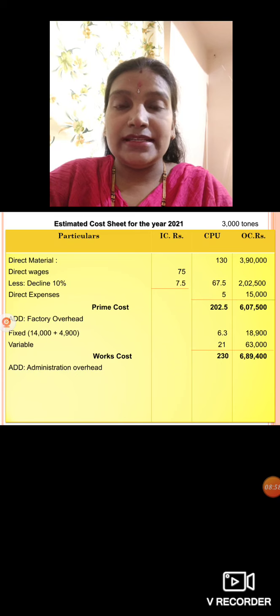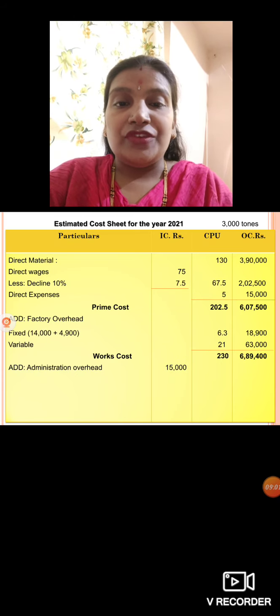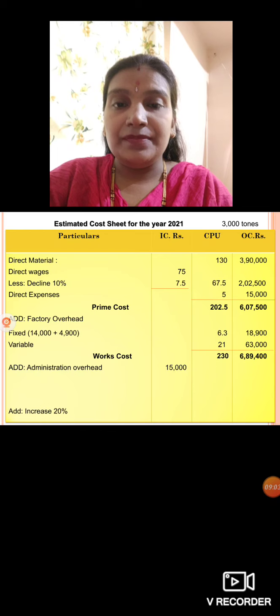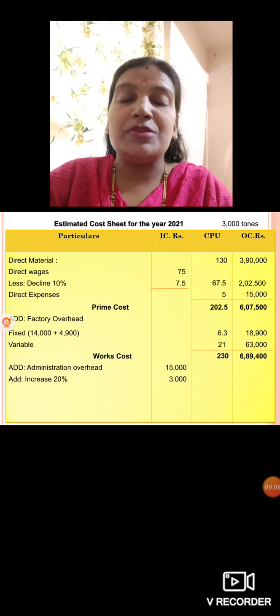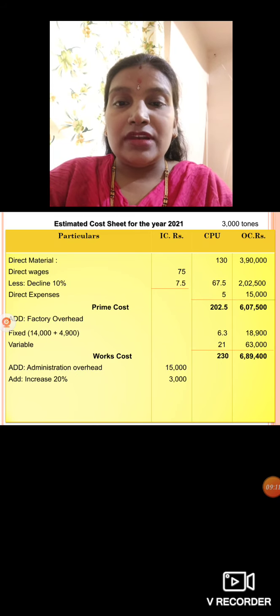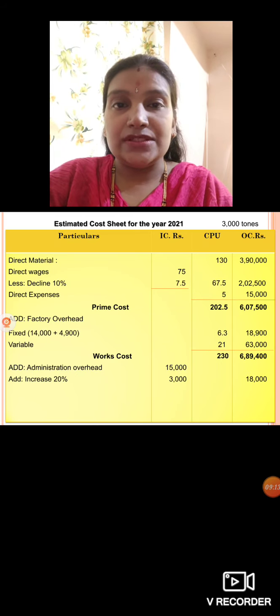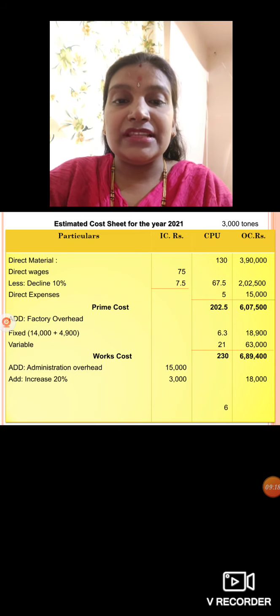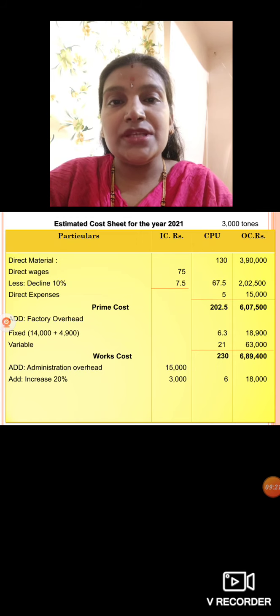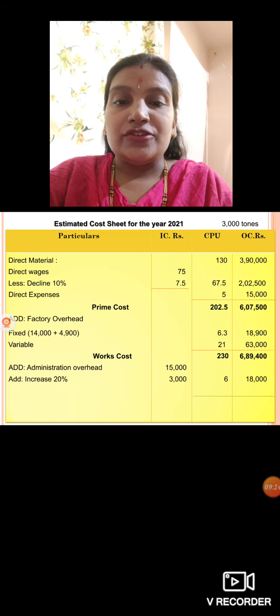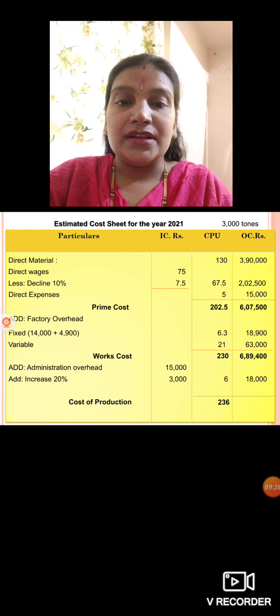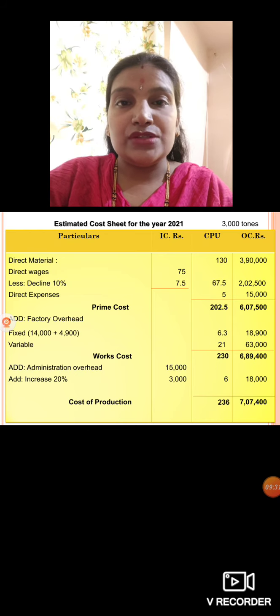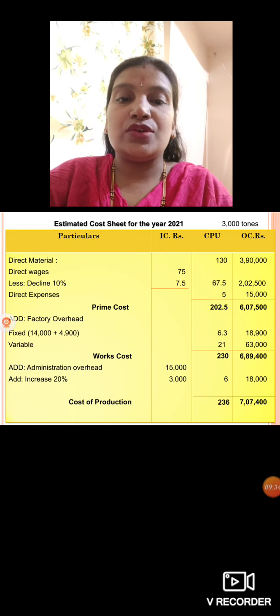Regarding this it is raised, right? So 15,000 normal fixed overhead we are having. Then add an increase of 20% they have said. So 20% of 15,000, how much will you get? 3,000 rupees. So total administration overhead we have is 18,000 because it is fixed. Okay, so 18,000 total overhead divided by 3,000 tons. So you'll get 6 rupees per unit. Then cost of production, how much will we get now? It is 236 per unit, and total cost 7,07,400.